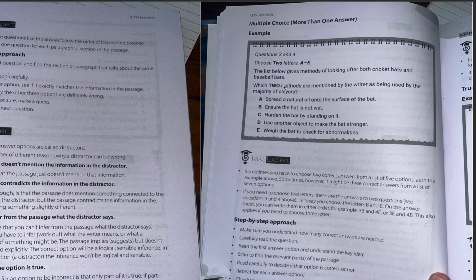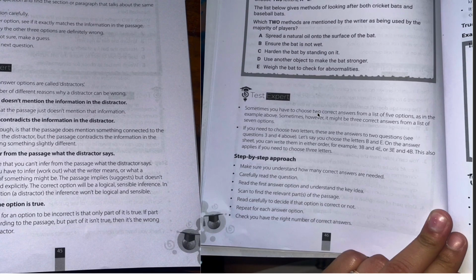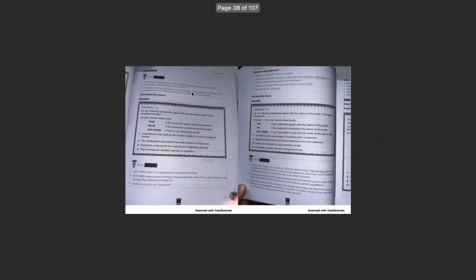Multiple choice, more than one answer. Sometimes there is more than one answer. We have discussed all that, right? Okay.